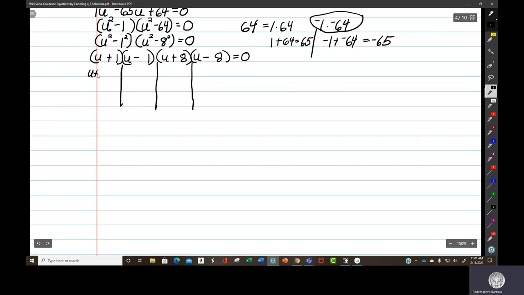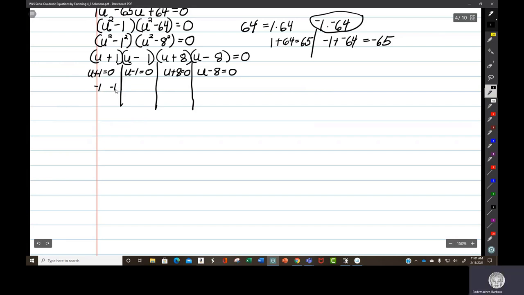We're going to have u plus 1 equals 0, u minus 1 equals 0, u plus 8 equals 0, and u minus 8 equals 0. And then we solve each of those little equations. We're using the same steps, regardless of how many factors we have.